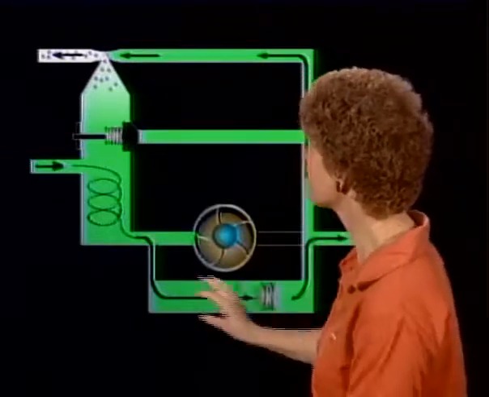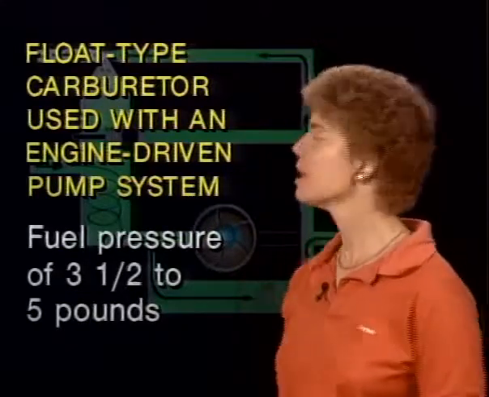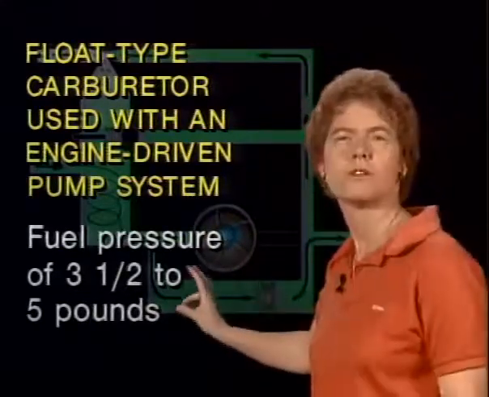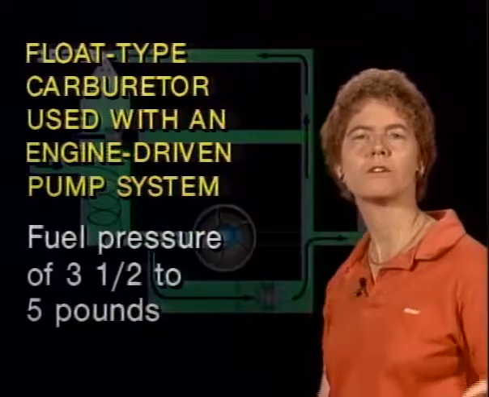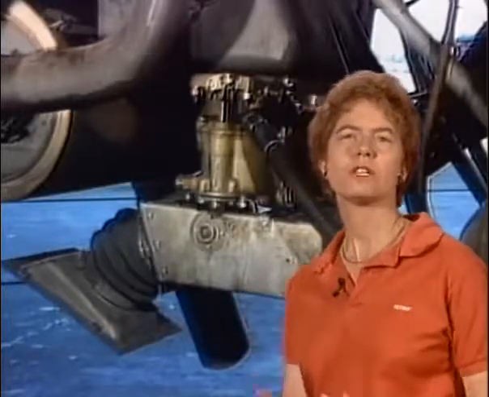Now, when you've got a float-type carburetor used with an engine-driven fuel pump like this, most likely you're going to have a fuel pressure that runs about 3.5 to 5 pounds of pressure in the system. Okay, let's talk about carburetors. First of all, we want to talk about a float-type carburetor, and the carburetors have 6 systems to them.